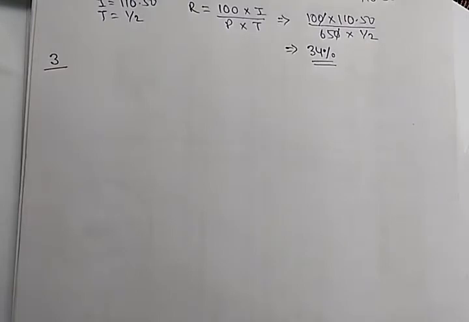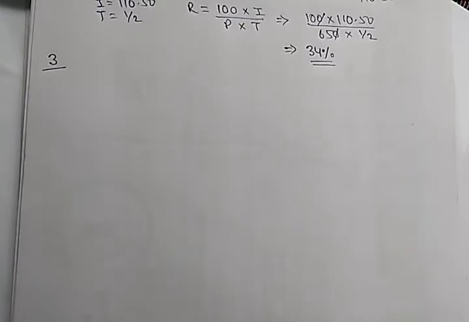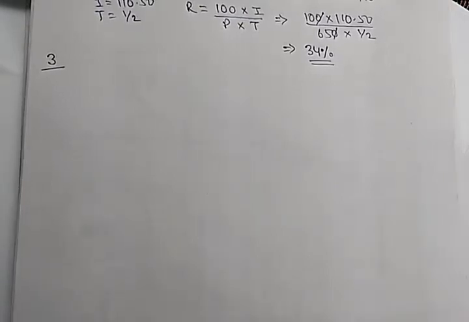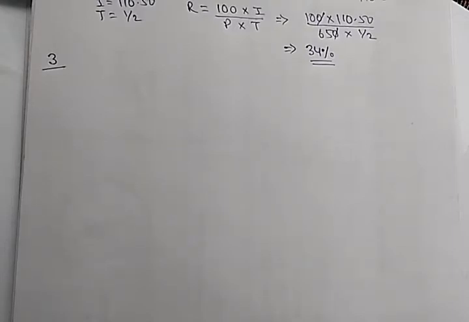Question number 3. A certain sum amounts to rupees 5,292 in 2 years and 5,556.60 in 3 years. Interest being compounded annually. Find the rate of interest. These are the important types of question where you have to find the original sum, that is the original principal that was taken, and then the rate of interest. This type of questions are only asked in the exams.